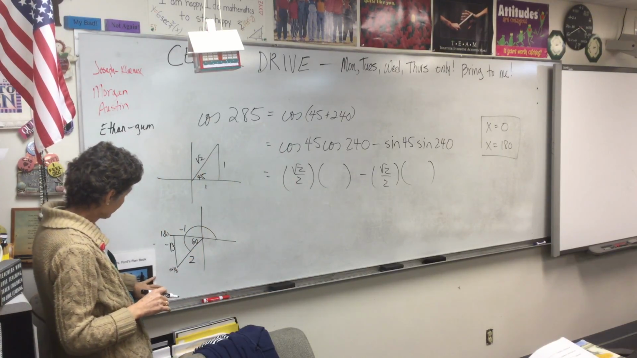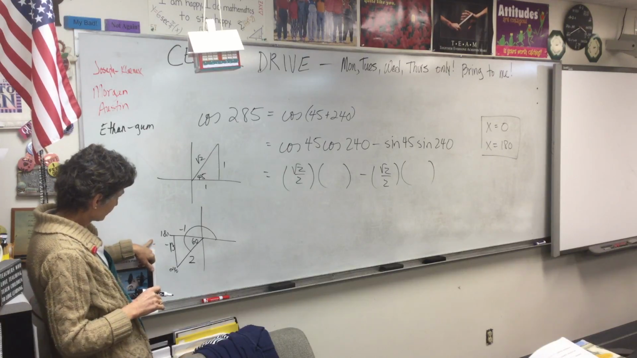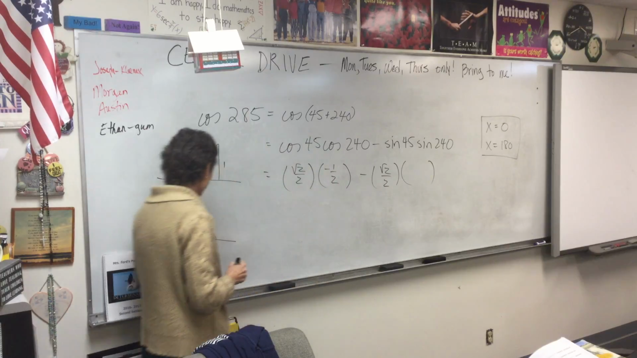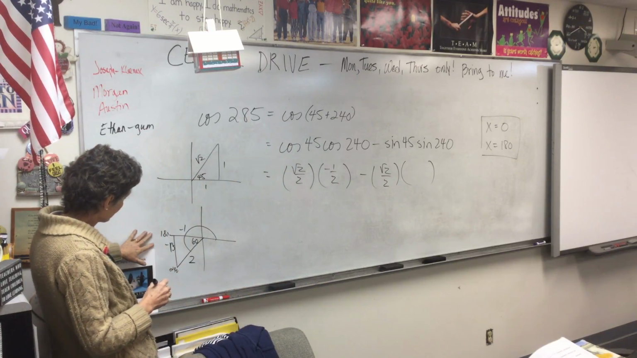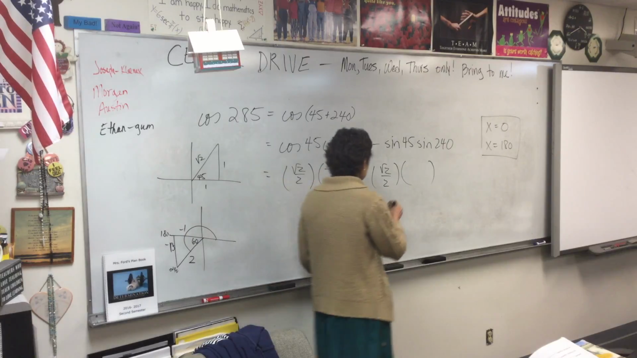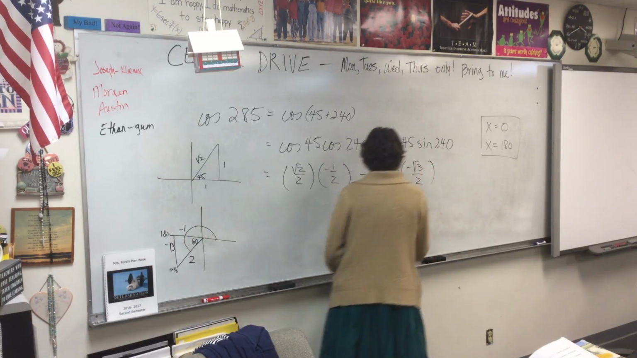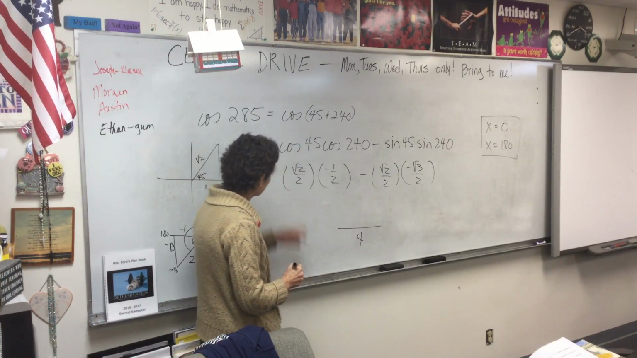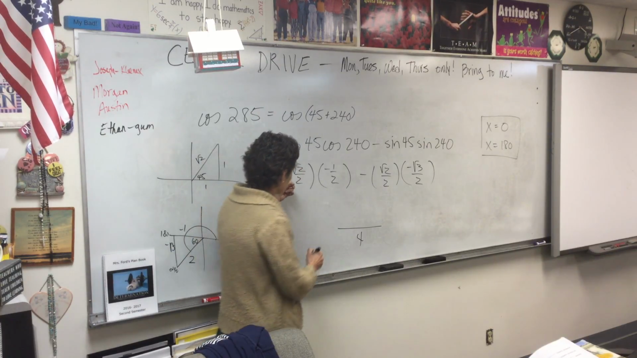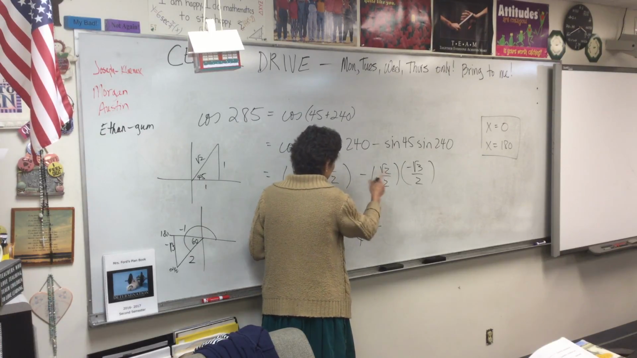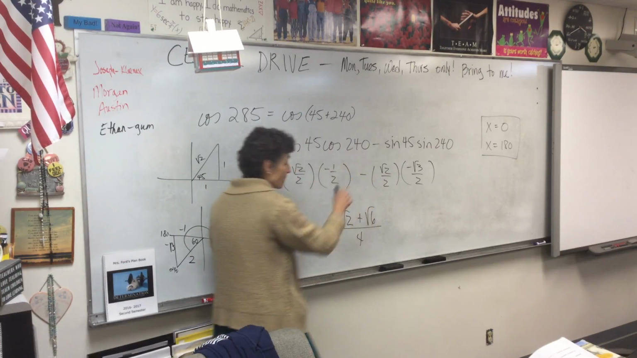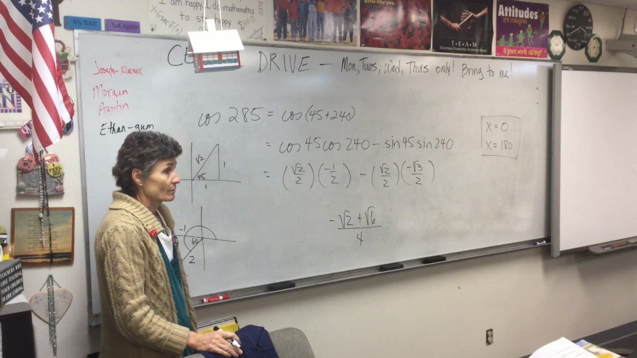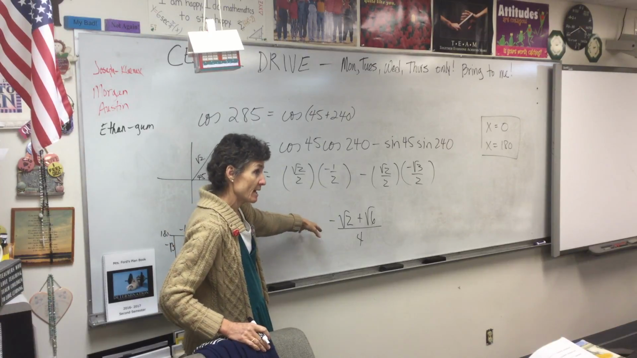Cosine 240, negative 1/2. And sine 240, negative root 3 over 2. So this is those kind where we have a 4 in the denominator because we have a 2 times 2. And what do we have up top? Negative root 2 plus root 6 because we have a minus. If you don't get an answer that looks something like that, you're probably wrong.